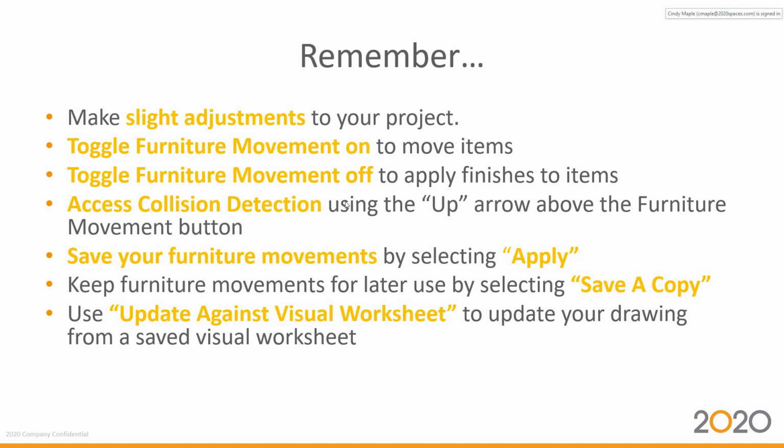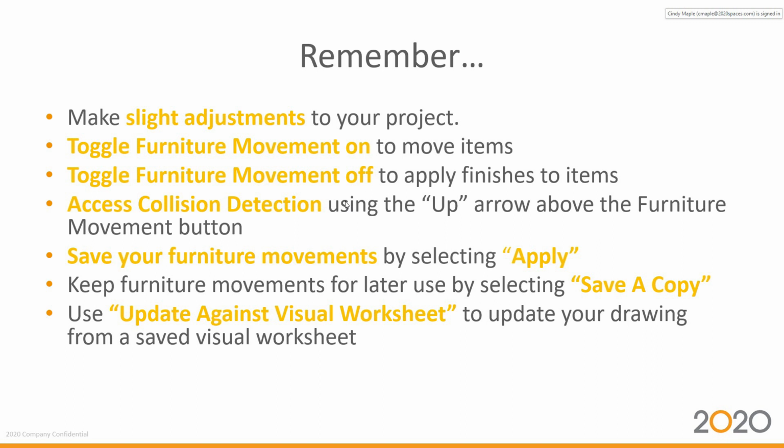Toggle furniture movement on to move and rotate items. When furniture movement is on, standards and panel configs will move and rotate as a single item. Also remember that moving a panel config only moves the panel and will not move any connecting hardware. Toggle furniture movement off to apply finishes to items. When furniture movement is off, finishes can be applied to all individual items, including those within standards and panel configs.